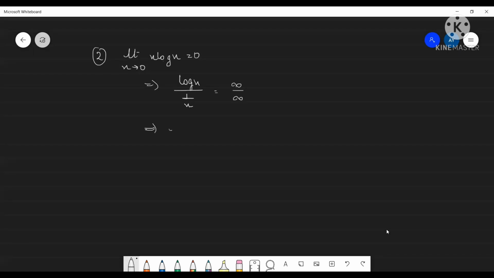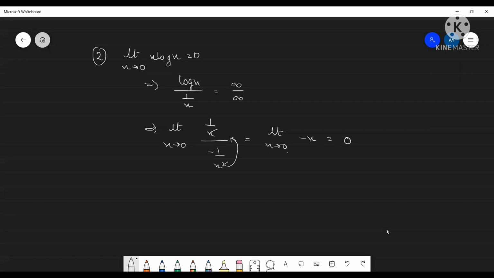What is log x? If limit x tends to 0, d by dx of log x is 1 by x, and d by dx of 1 by x is minus 1 by x square. So x gets cancelled, and this comes to the numerator. So this will be minus x. So if limit x tends to 0, you have minus x, which is equal to 0.